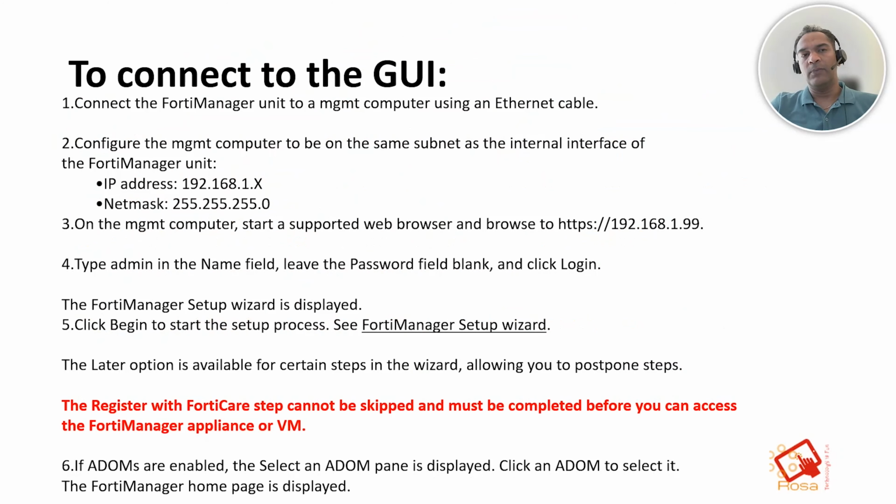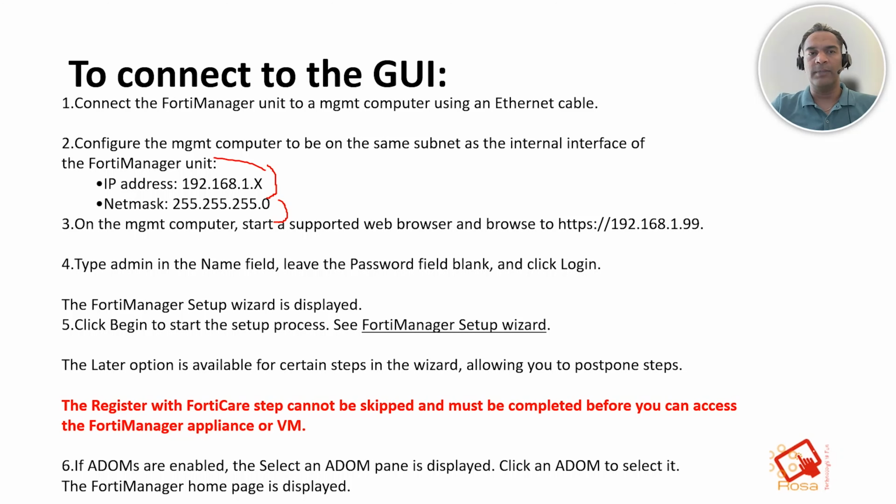Second is before connecting to the GUI, let's talk about the prerequisites. One of the prerequisites I mentioned was the license. Before that, you need an IP address that you will be configuring. You need the net mask and you need the DNS servers. These are the main prerequisites for an initial setup of the FortiManager. So you need an IP address, a net mask, a gateway, a DNS server and the license file.